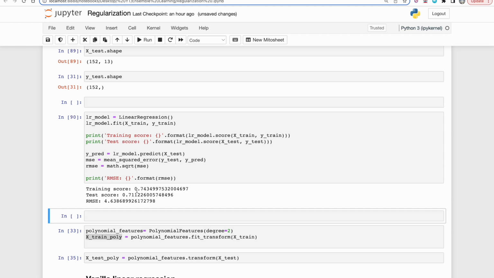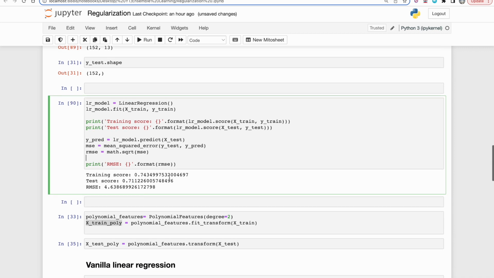What did I get? My training score is 74%, MSE is 4.63. Test is 71%. Not too bad. They are very close, so it's good. Standard linear regression gave me this prediction.